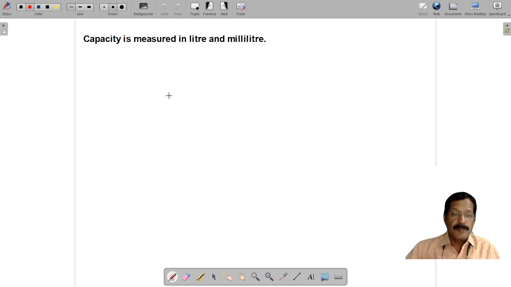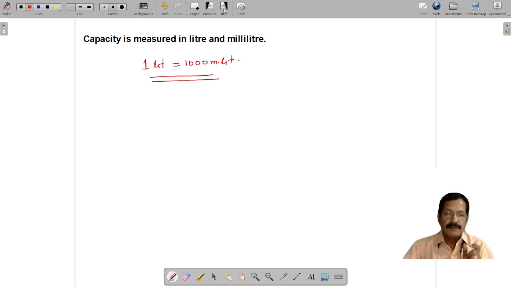Next, the capacity. Capacity, another word is volume. Capacity is measured in liter and milliliter. And what is 1 liter? 1 liter is the same as 1000 milliliters. So these are the measurements of length, mass, and capacity, otherwise volume.